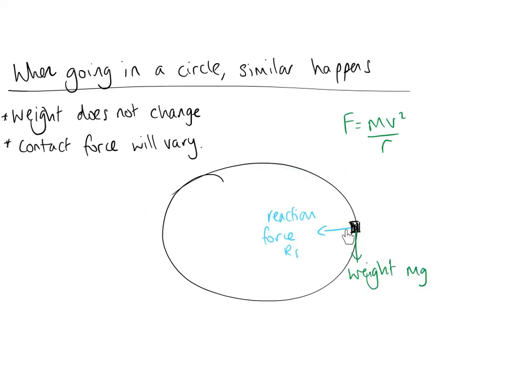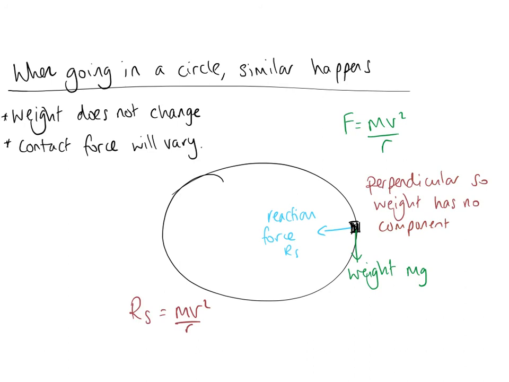The other option is to look at it at the side. What you'll notice is the weight still acts down, and the reaction force goes towards the centre of our circle. You should also have noticed that they're perpendicular to each other, so they do not talk to each other, they're independent of each other. That means the only force acting towards the centre of the circle is our reaction force at the side, Rs. So our centripetal force, Rs, doesn't have any weight component, and that alone equals mv squared over r.